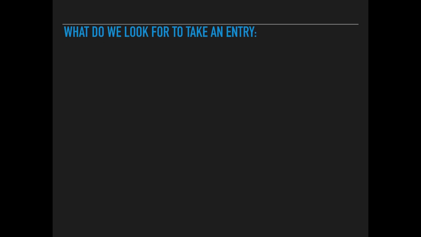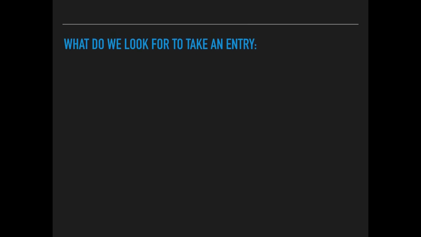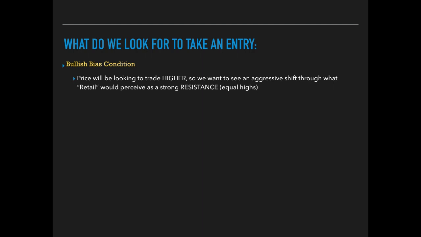Okay, so now what exactly do we look for when that happens and when we look to take an entry? Okay, so I'm going to go over bullish bias conditions first. Basically, price is looking to be trading higher since we're bullish, right? So we want to see an aggressive shift through what retail would perceive as a strong resistance. That would be, of course, equal highs, right? M's, double tops. Retail is going to look at that and look to sell. But because we're in a bullish bias condition, and we've determined that beforehand, we know that price is going to be willing to trade through that and break those highs.